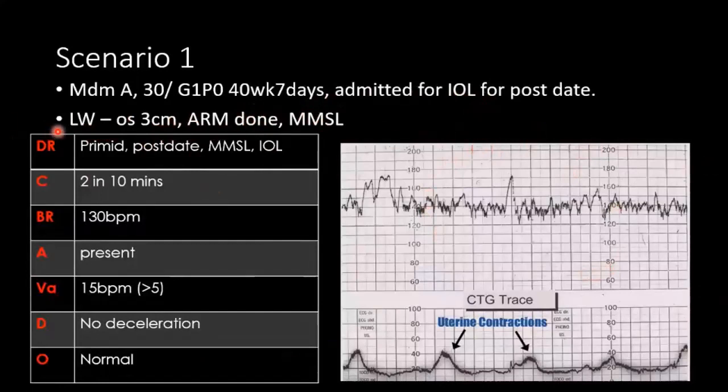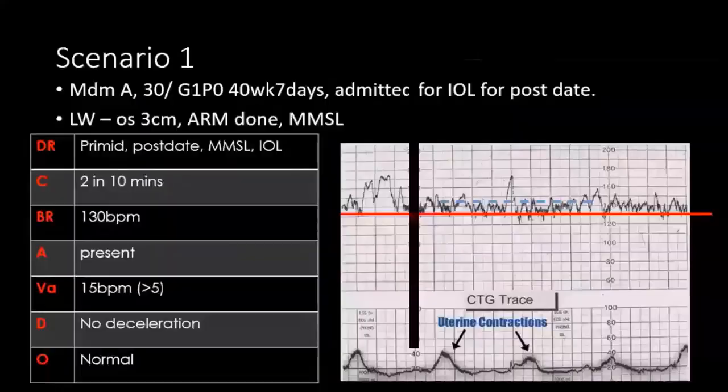First, again, DR C BRAVADO, define risk. She's a primid, she's postdate, she has MMSL, and this is an induction case. Contraction is 2 in 10. Baseline is 130. Variability is around 15 beats per minute, which is more than 5, and there's presence of acceleration, there's no deceleration. Overall, this is a normal CTG. So you continue observation.